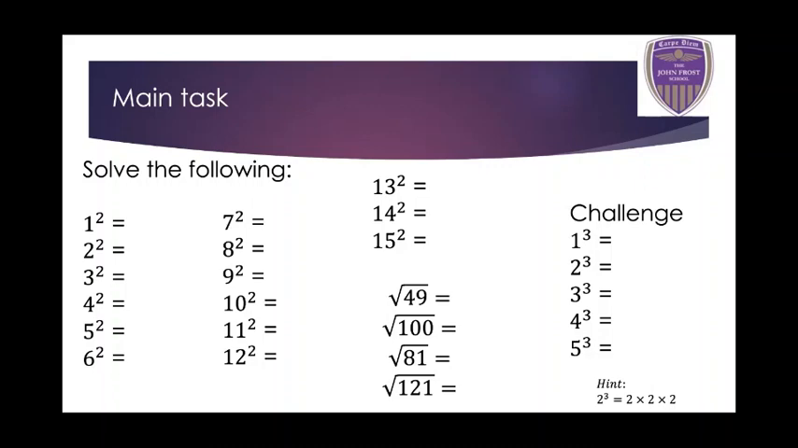I want you to find the first 5 cubic numbers, okay? So if something is to the power of 3, we call that a cube. We call that cubed, okay? So 1 cubed, 2 cubed, 3 cubed, etc., okay? And just at the bottom there, you've got a hint saying that 2 cubed is the same as 2 times itself 3 times. So 2 times 2 times 2, okay? So you're going to try and find the first 5 cubic numbers. Okay, so pause the video and have a go with this. Best of luck.